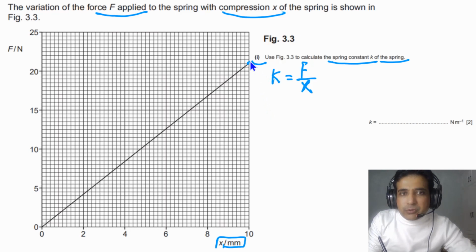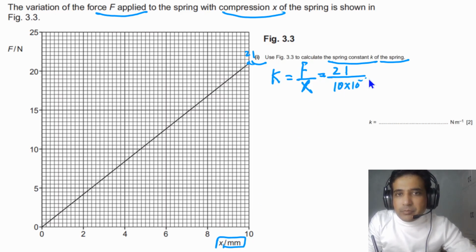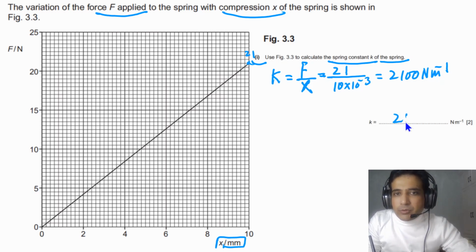So we can take one point here and take the value of compression. At this point you can see the value of the force, that is equal to 21. So we can take 21, the force, divided by the compression. The compression is equal to 10 millimeters, and we can solve this one. Our final answer will be 2100 newtons per meter. So this is our final answer up to 2 significant figures.